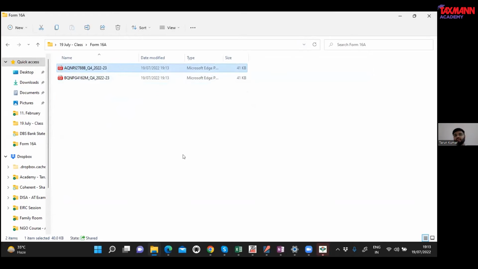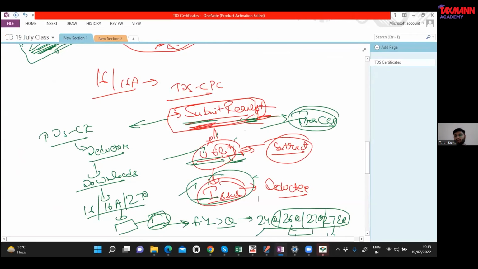Form 16A, PAN number of the party, quarter, and then the assessment year is mentioned here. So this is the process to extract these certificates from that utility. And now you can send this certificate to the deductee, which will act as a proof for them that this amount has been actually deposited with the government, and basis this certificate in Form 16A, the deductee can claim the credit of TDS in his or her income tax return.